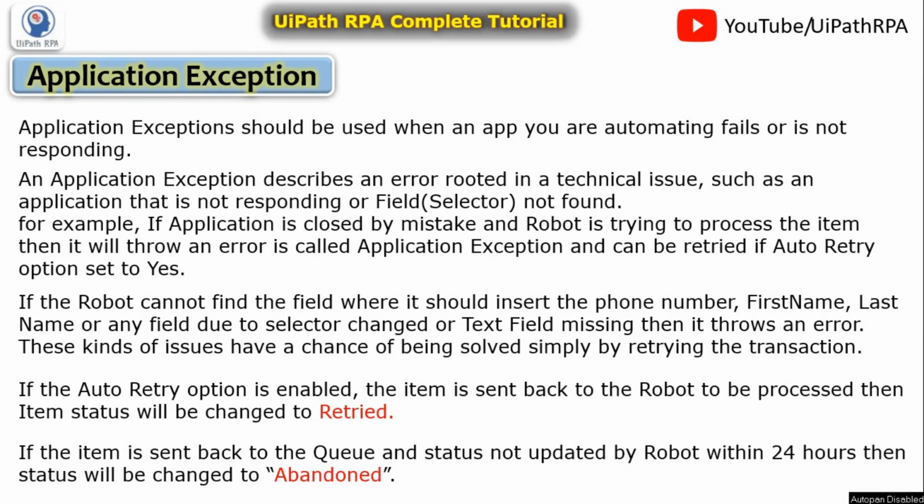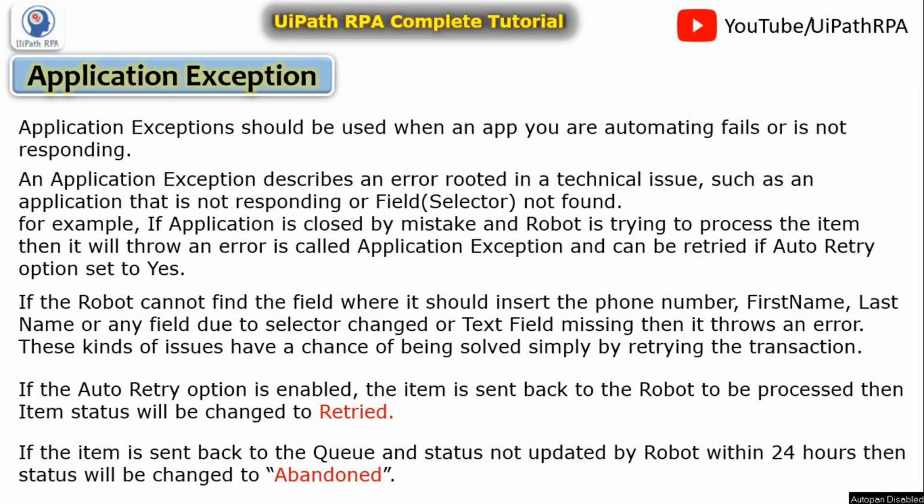So now you got that an application exception only occurs when the application we are going to automate is not responding, or the field we are going to automate is not available due to a missing selector or the field not being available. Or sometimes we close the application by mistake, and then we also get the application exception. Then we have the auto retry option in the UiPath queue. We can use auto retry in Orchestrator, and the queue will send that item back to the robot again to process the item which failed due to the application exception.